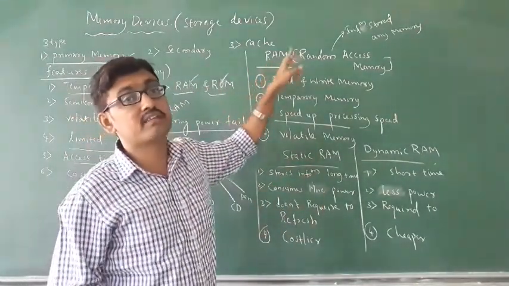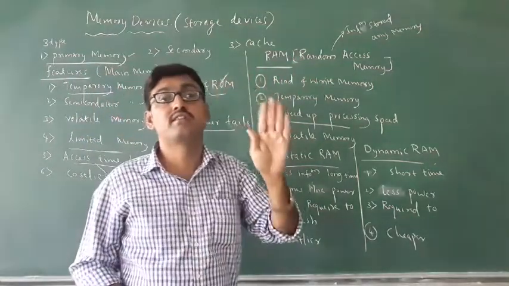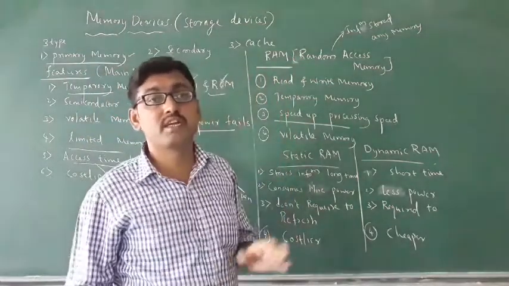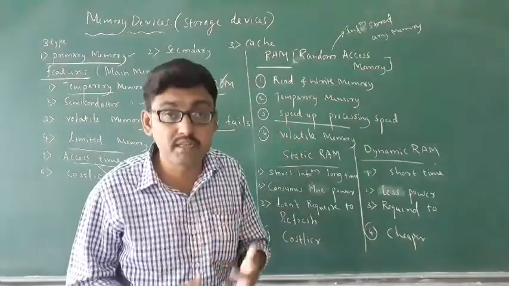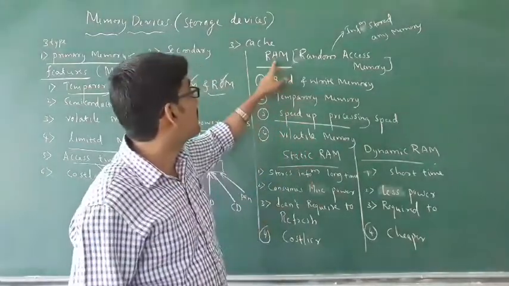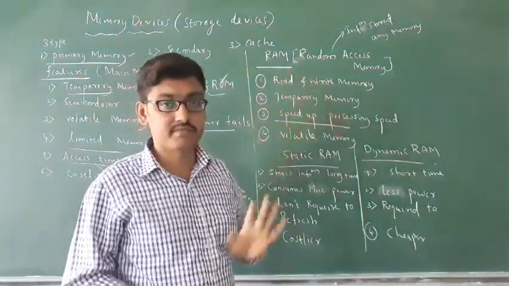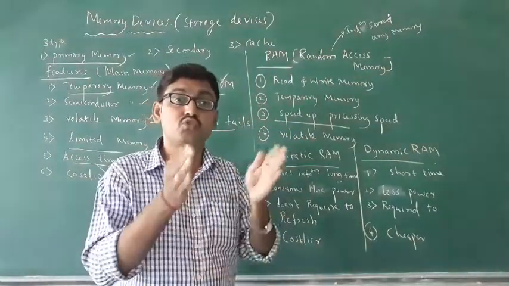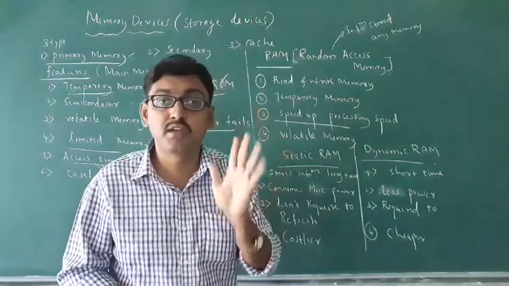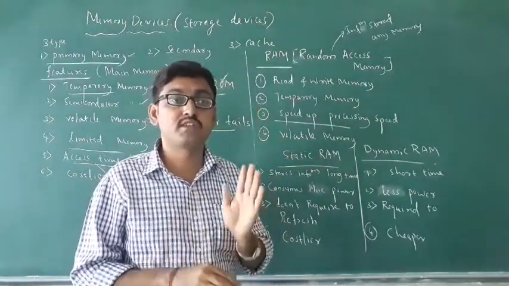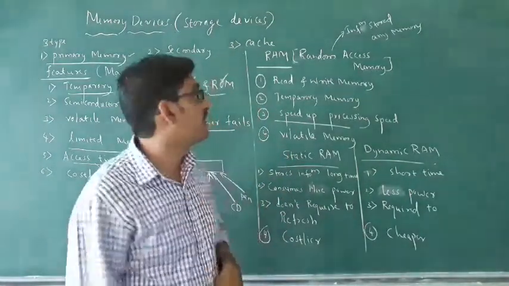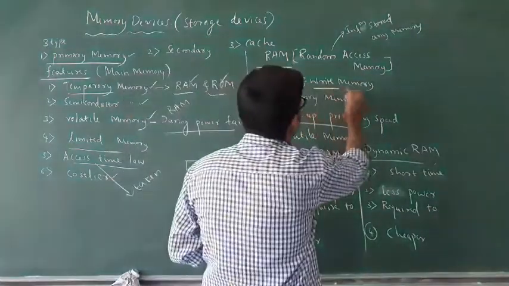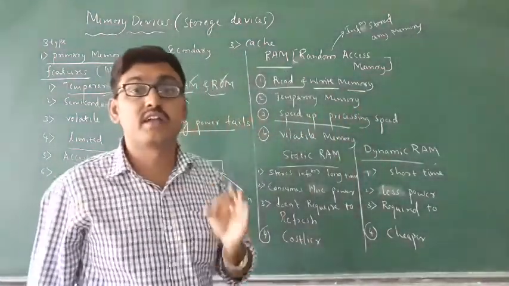RAM is random access memory. Expand RAM, they ask, random access memory. What is RAM, they ask. RAM means it is a temporary memory. It is used to store data and instructions temporarily only. Then it is a read and write memory.